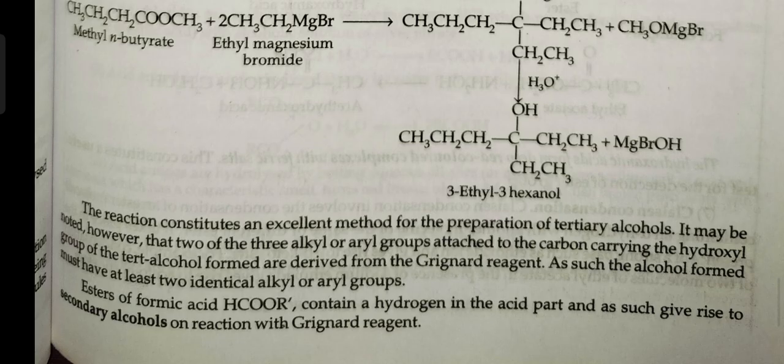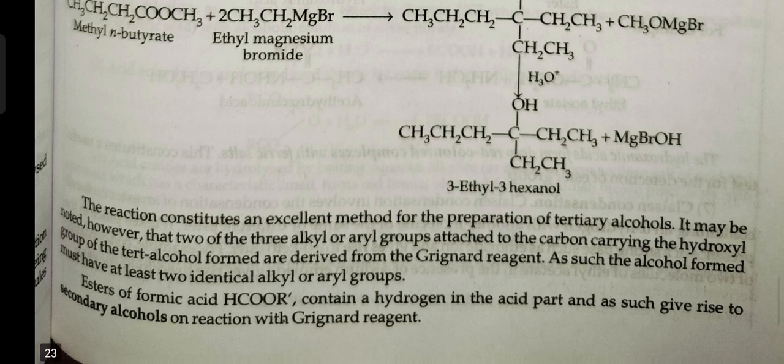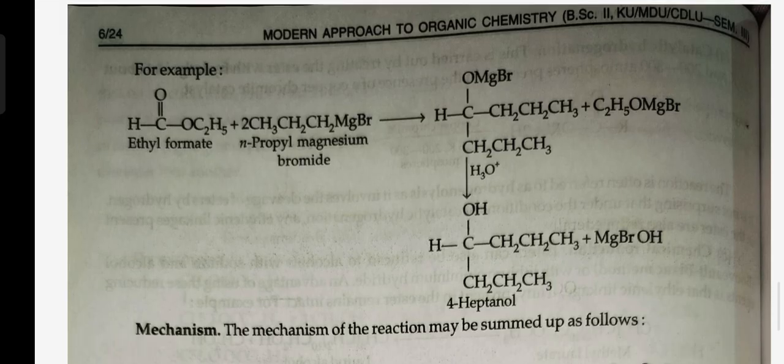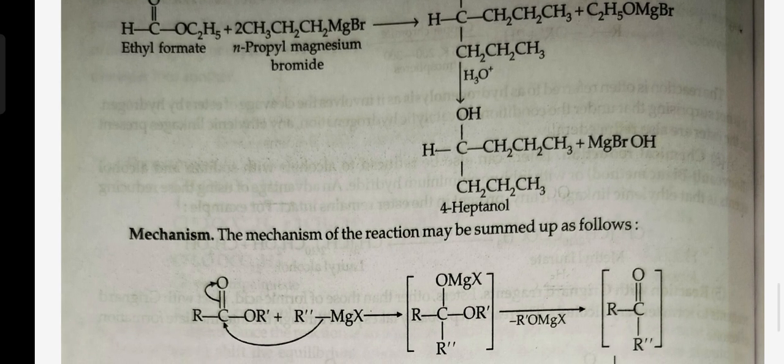Esters of formic acid, HCOOR, contain a hydrogen in the acid part and as such give rise to secondary alcohols on reaction with Grignard reagent. Mechanism. The mechanism of the reaction may be summed up as follows.